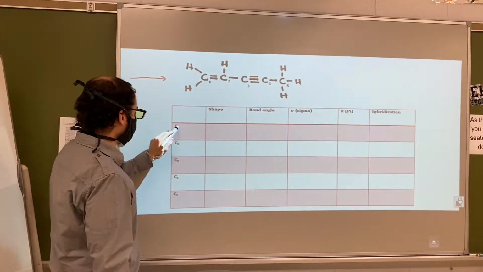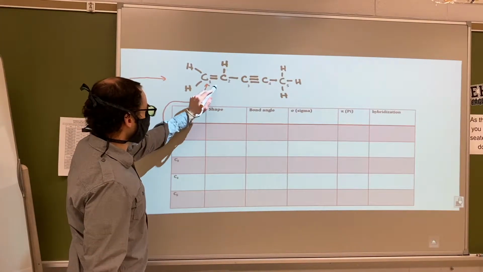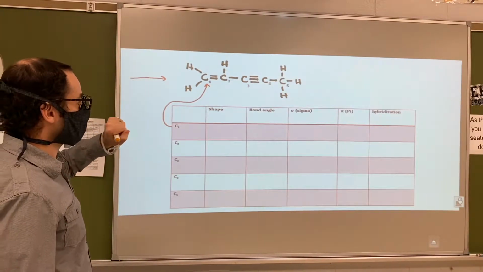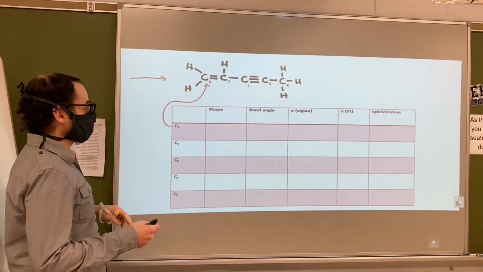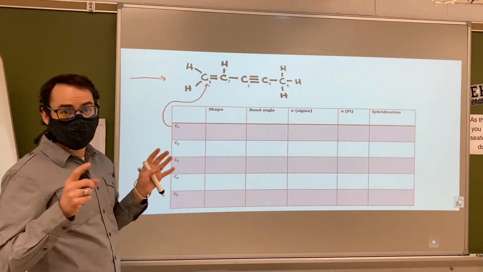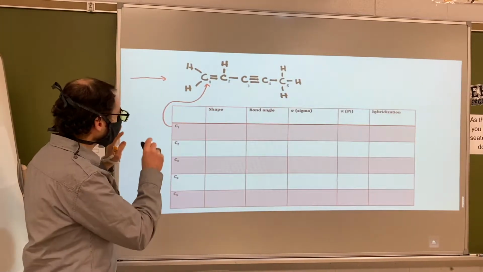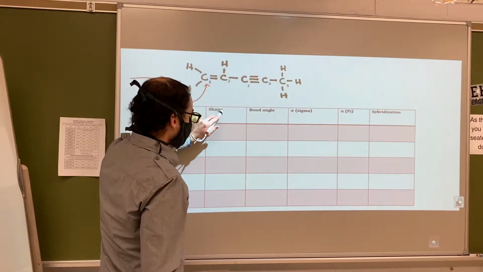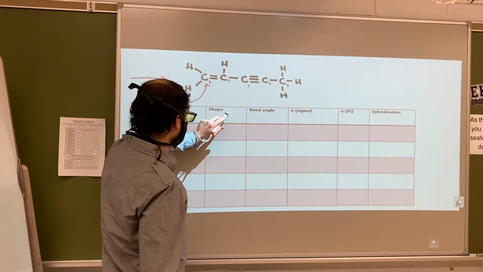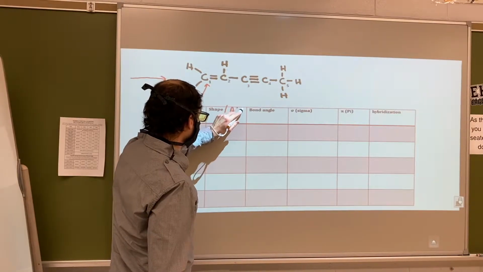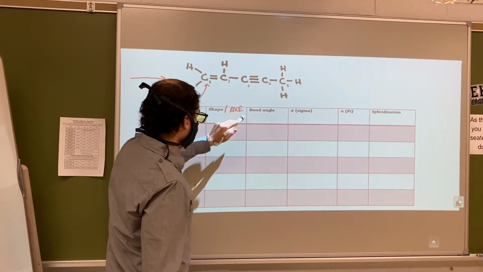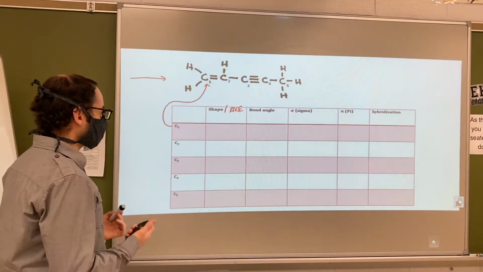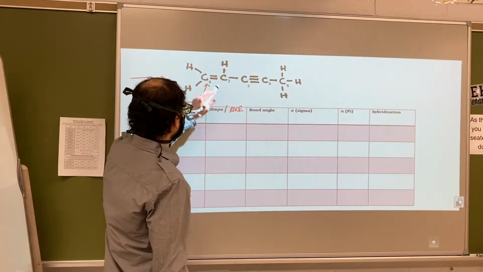The way that you'll know where I'm talking about is because I'll have C1, C2, C3, C4, and C5. That's just referring to which carbon I'm talking about here. First up, we're going to talk about this carbon here, and we need to figure out the shape for it. I like to also put AXE in here, because you need to figure out the AXE before you figure out the shape, all right? So let's do that first.